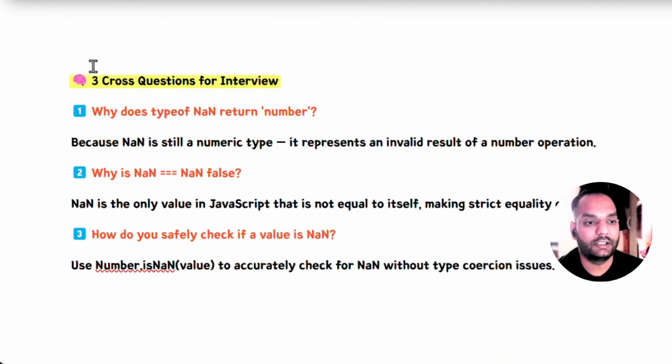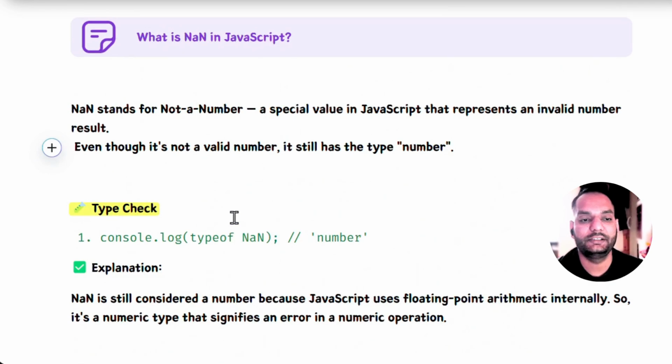And here we have our three cross questions for the interview, which we have already discussed. The first one is why does typeof NaN return number, the second one is why is NaN triple equals NaN false, and the last one is how do you safely check if a value is NaN. We have already discussed these questions. So that's how we can deal with NaN in JavaScript.